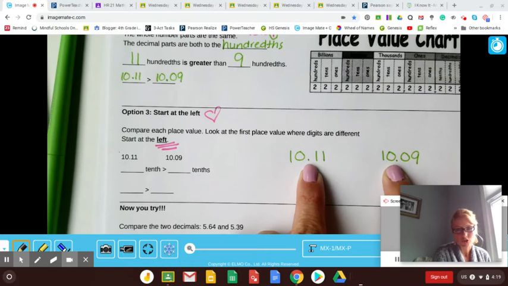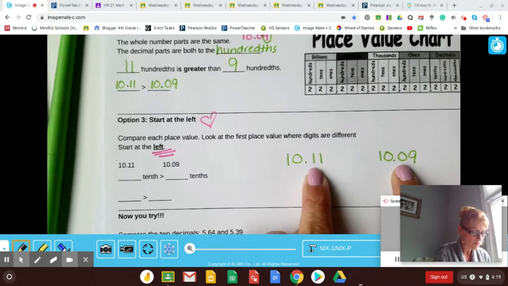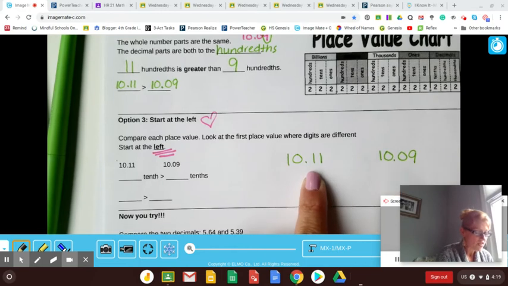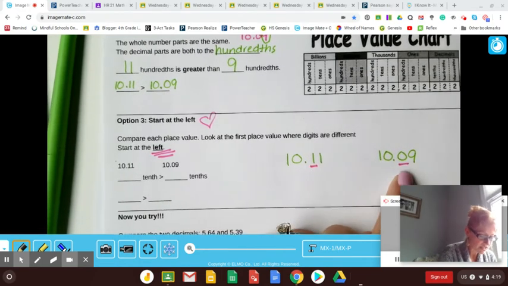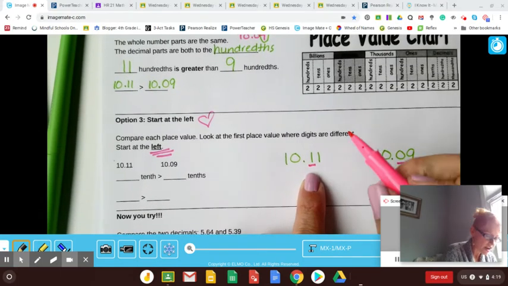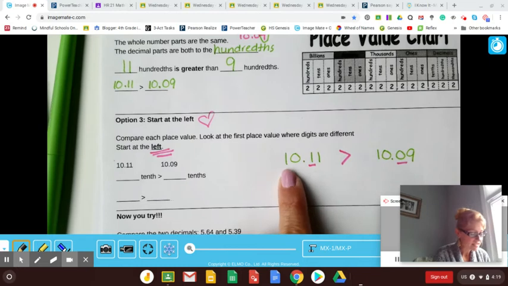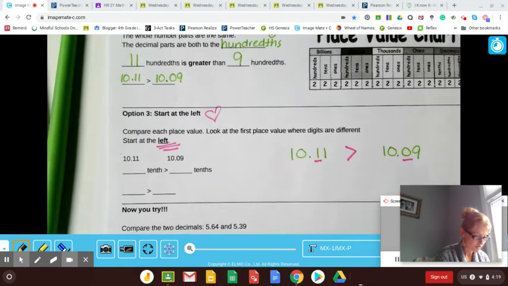And now I need to go to my next place, which is my tenths place. Bell, bell, bell. It should go off. They are different. We have a 1 in the tenths place here, and we have a 0 in the tenths place here. A 1 is greater than 0. Therefore, 10 and 11 hundredths is greater than 10 and 9 hundredths.